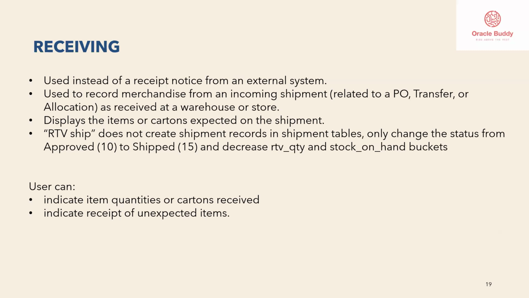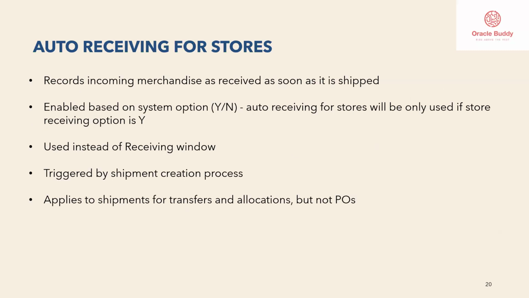User can indicate item quantities or carton receipts, indicate receipt of unexpected items. Auto receiving for stores records incoming merchandise as received as soon as it is shipped, enabled based on system option. Used instead of receiving window, triggered by shipment creation process. Applies to shipments for transfer and allocation, but not PO.